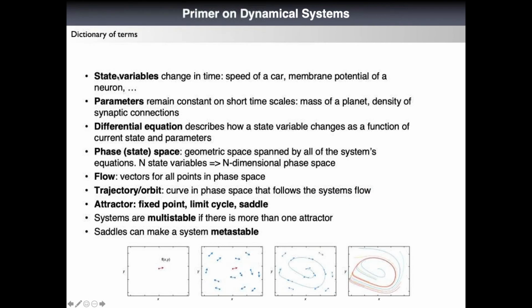Summarizing this with a dictionary of terms, dynamical systems are composed of state variables that change in time, like the speed of a car. In our case, what is of more interest is membrane potentials, firing rates, etc. They also comprise parameters that remain relatively constant on short time scales. However, when they change, they take us through bifurcations, that is, qualitative changes.